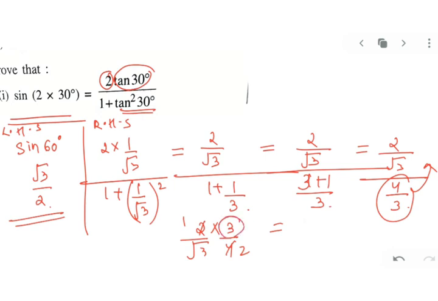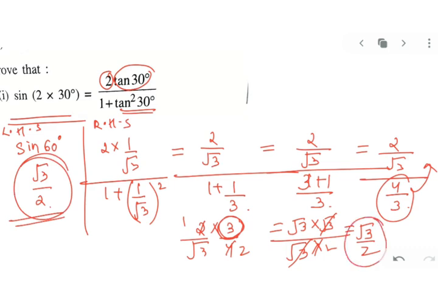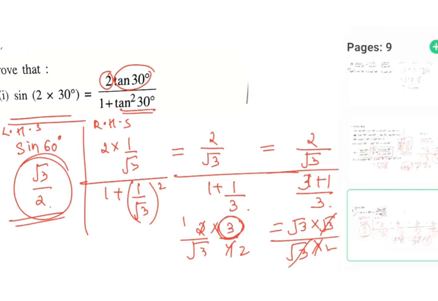Now, do you know that 3 consists of 2 times root 3? Can I write it like this for 3? And down you have root 3 and 2. One root 3 and one root 3 cancel, and your answer is root 3 upon 2. Same as your left hand side. So you can write hence proved.